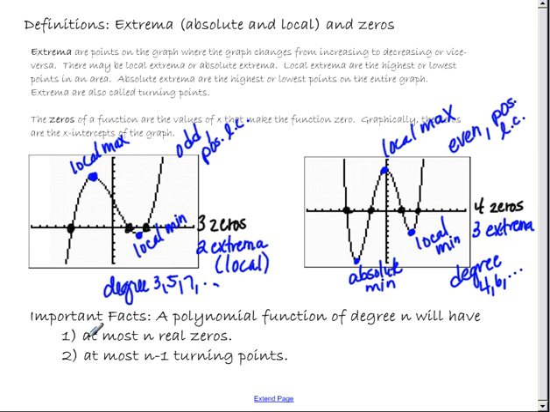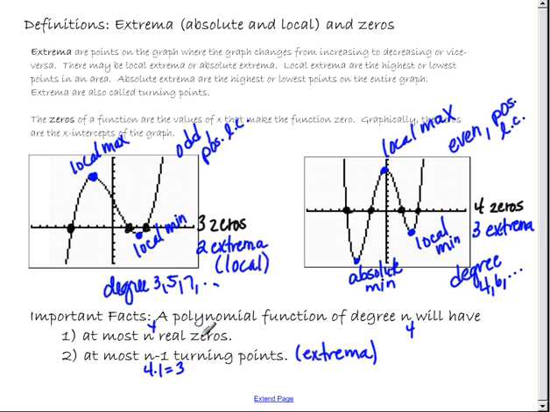So here's an important fact. A polynomial function of degree n will have at most n real zeros, and at most n minus 1 turning points, or extrema, if you will. So this is saying if we have a degree of 4, then we could have at most 4 zeros, and at most 4 minus 1 or 3 turning points, okay? Just as an example, if we have a degree of 6, we can have at most 6 times where it crosses the axis, and at most 5 turning points. Okay, so the number of extrema is always 1 less than the degree.